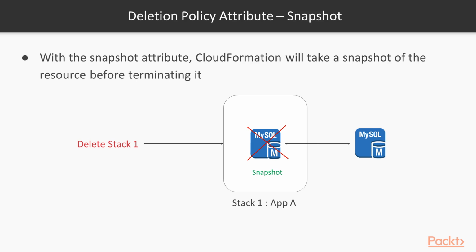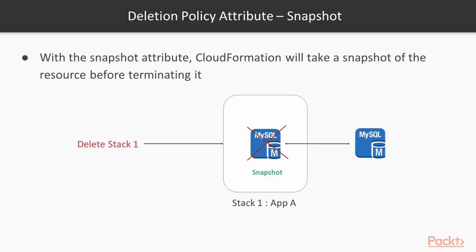So again, let's take an example. You have a stack 1 and you have this MySQL database here. And this MySQL database has a deletion policy of snapshot. So now what will happen is you make a call, delete stack 1. Now CloudFormation will see that, alright, the RDS database has a deletion policy of snapshot. So it will take a snapshot of this specific RDS database, and then once the snapshot is complete, it will go ahead and delete the original database. So this is what the deletion policy of snapshot is all about.